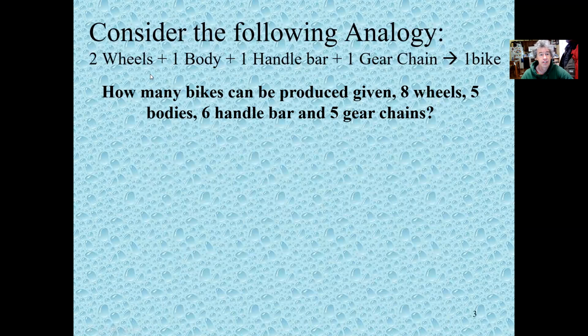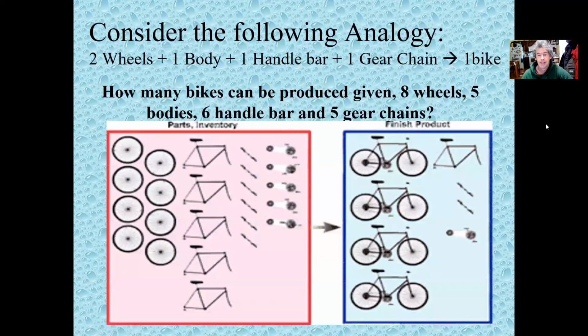Here it's one body, one handlebar, and one gear chain that are all needed for a bike. But notice you need actually 2 wheels, which means that with 8 wheels, we can only make 4 bikes. So even though we have more of these other ingredients, after 4 bikes we run out of wheels. So you can only make 4 bikes, and then you have some leftover parts. And we can look at that visually here, where here's your initial parts. You can end up putting them together and getting your 4 bikes, and then there's a few remaining parts as well.